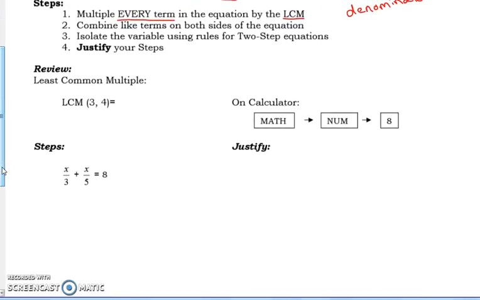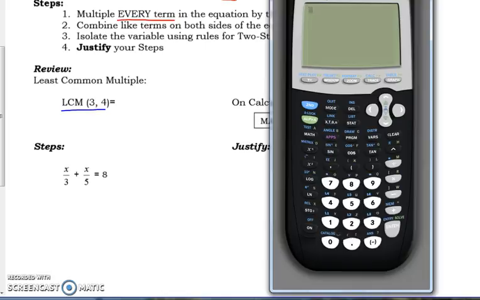But before we get started, in case you're not good with finding the least common multiple, I want to show you how to do it on the graphing calculator. Now, if I want to find the least common multiple between 3 and 4, hopefully you're already thinking to yourself, well, I know what the answer is. If I know my multiples of 3 and my multiples of 4, I can find the least common multiple. But those of you that are not good with your math facts, you can use your graphing calculator.